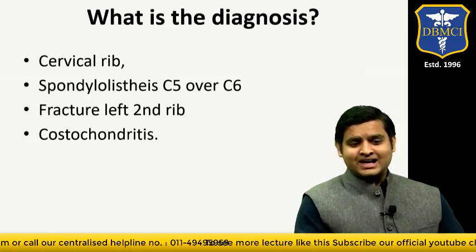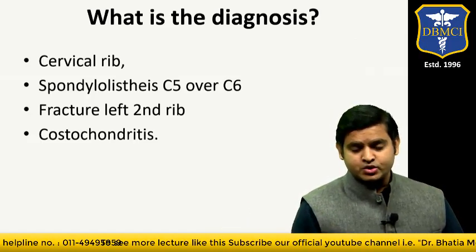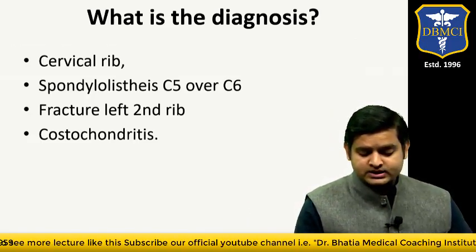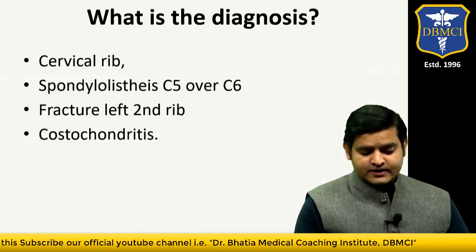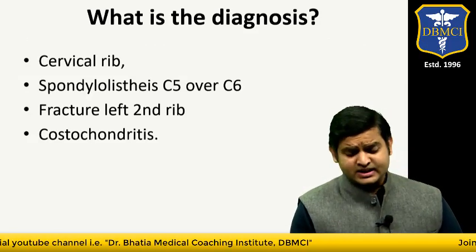Now what is the diagnosis? So there were 4 choices. There was an image that I'll show you in a while. Cervical rib, spondylolisthesis C5/C6, fracture of the left second rib, and costochondritis. Now let's see this image.